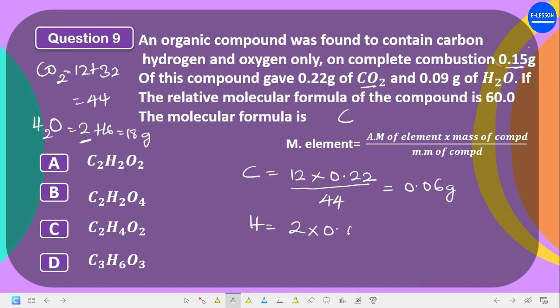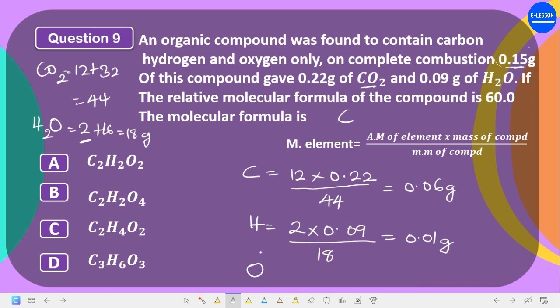0.09 divided by the molecular mass 18 gram. When you press this in your calculator, it's going to give us 0.01 gram. Now finally, the last but not the least is the mass of oxygen. Oxygen is present here, and oxygen is present here, so we cannot use one particular one to decipher the mass of oxygen present.